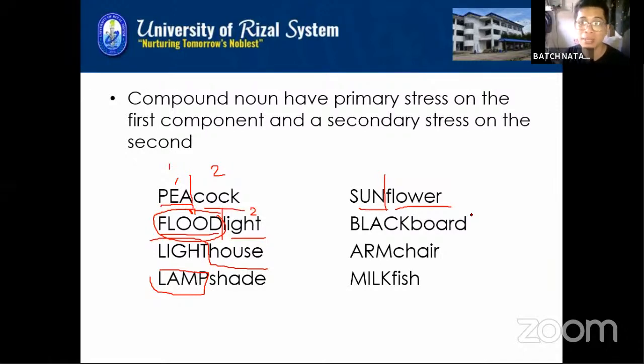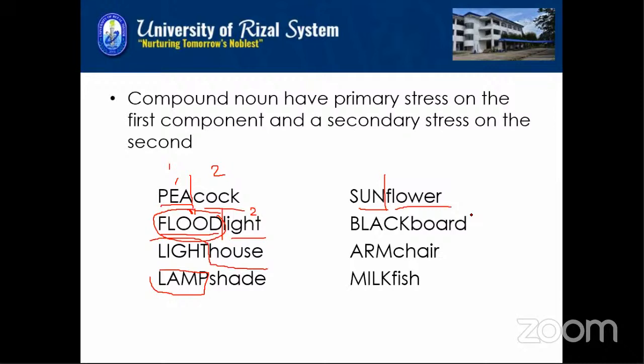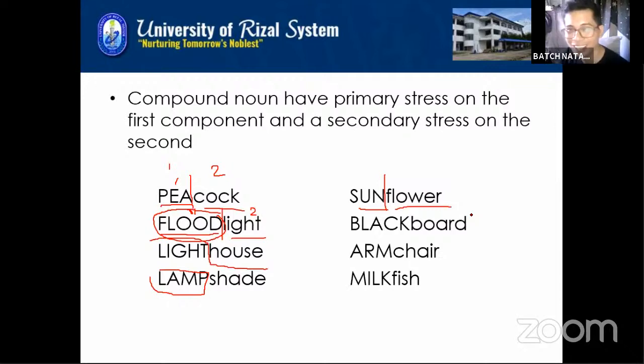Can you please write on the blackboard? Can you please erase what is written on the blackboard? Can you please get the blackboard? Okay, blackboard. And then the next one is armchair, armchair. Can you please fix the armchair? Can you please get to me the armchair? Can you please bring me the armchair?